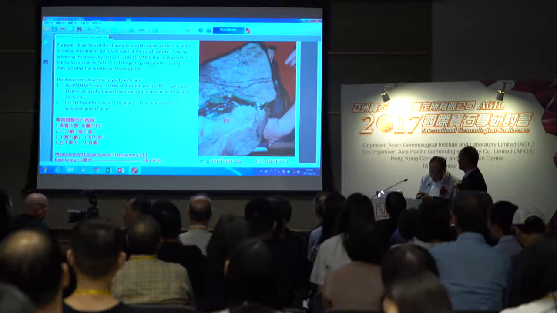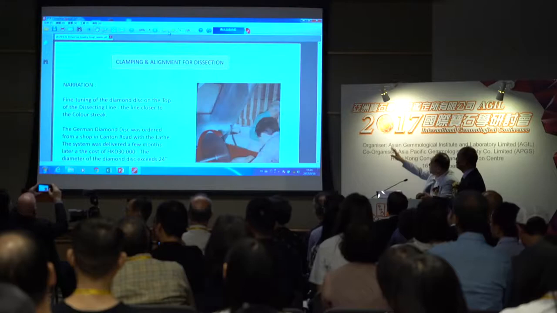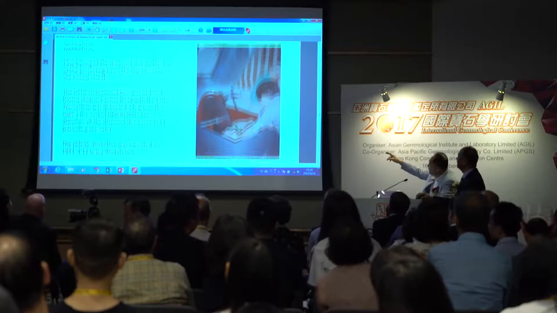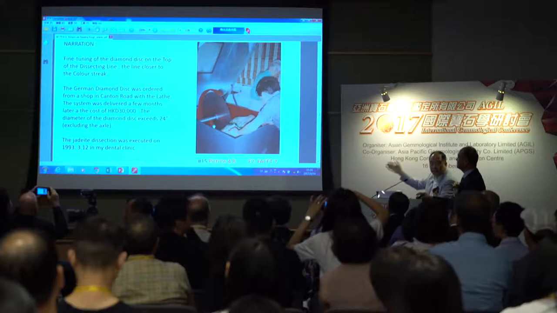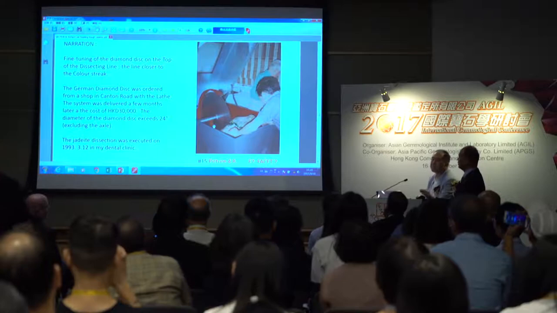So the next picture would be 19. And this is my dental clinic. In the room, there's a lathe, and we order a 36-inch diamond disc from Germany. So we clamp it, and then we dissect it. This is more important. So this is the alignment, right? Next one is number 20.